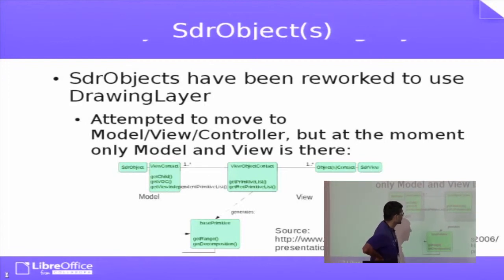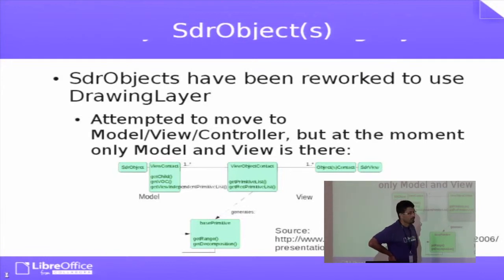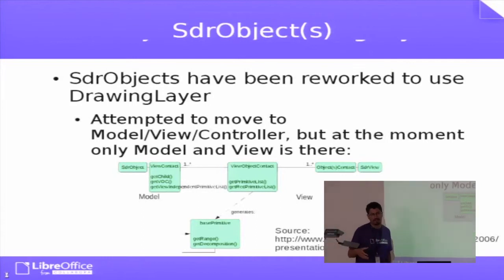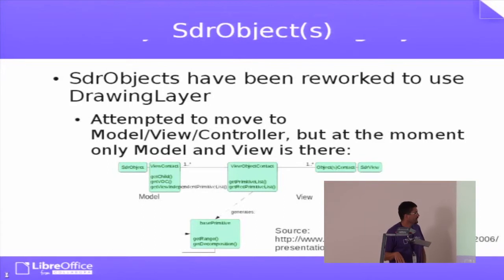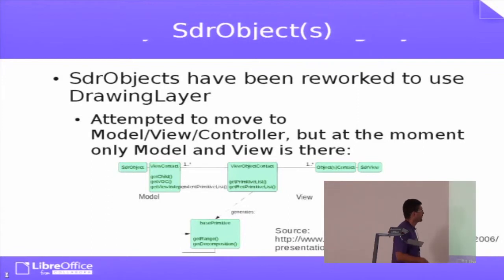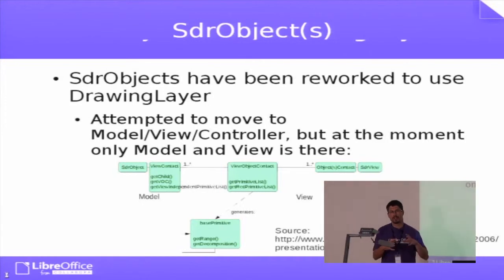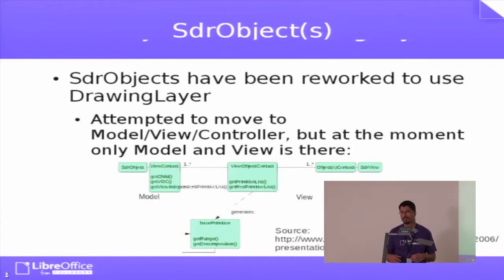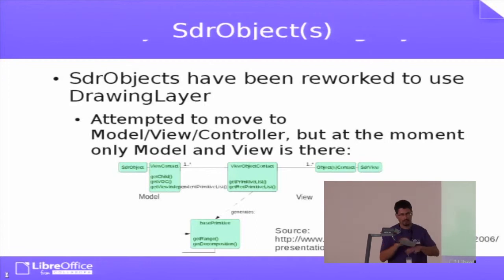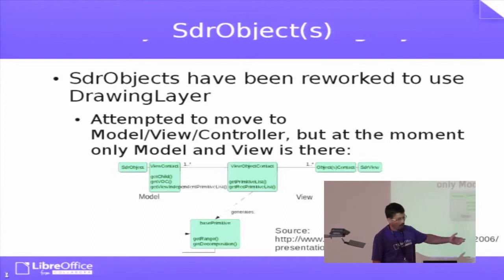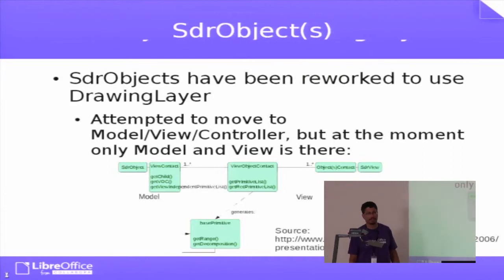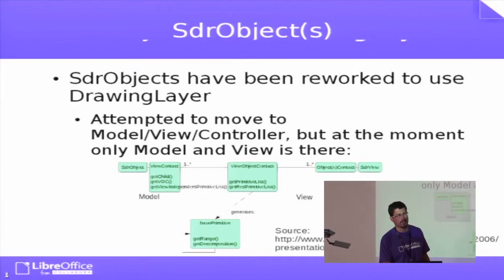Then there's the view object contact, which is again something I didn't find the definition of. This again works on the primitives, and it is supposed to provide you the decompositions themselves. So when the SDR object and the view contact contain the hierarchies of the drawing layer primitives, this view object contact somehow is supposed to break it down into the basic primitives and stuff like that. If you want to try to understand it a bit more, I've used this picture from a presentation from the 2006 OpenOffice Conference. And yeah, please do extend the README. It will be most appreciated by everybody.